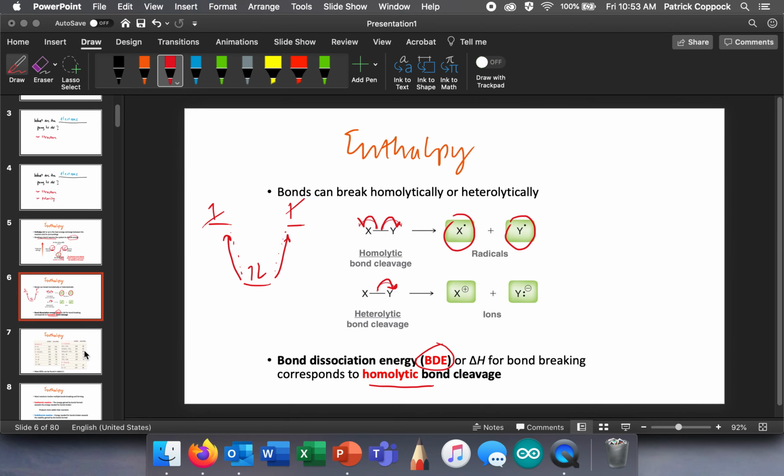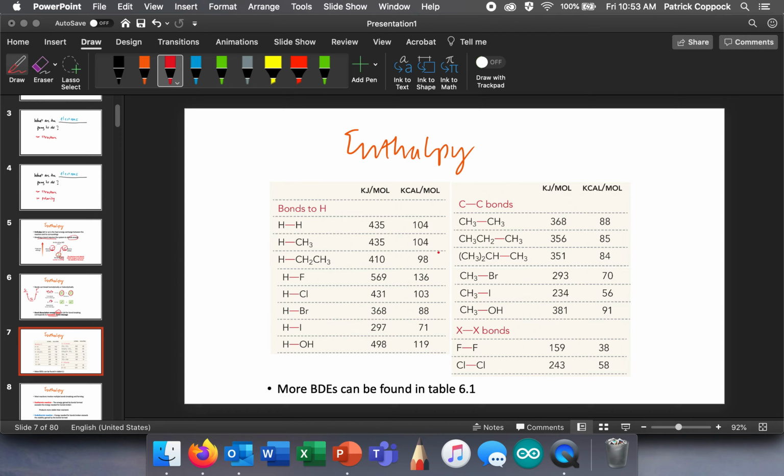Okay, so some bond dissociation energies. We've got a table here. If you're going to do heterolytic cleavage of a hydrogen molecule, then the energy that's going to cost us is 435 kilojoules per mole, right? We could calculate that out into any kind of units we wanted. A common one is kilojoules per mole of these bonds. If I have a mole of those bonds, it's going to take me 435 kilojoules to break those. Now, if I've got a hydrogen, I want to break that homolytically, that's going to cost me 410. If I want to break this one homolytically, it's going to cost me 569, right? That's what this is about.